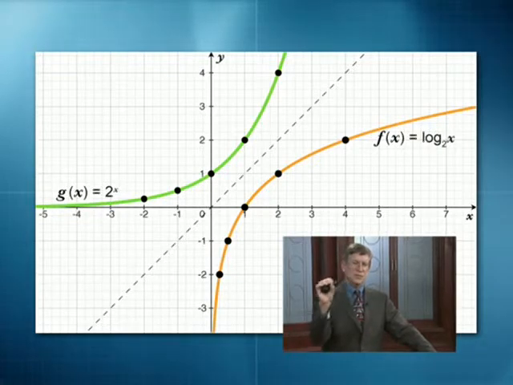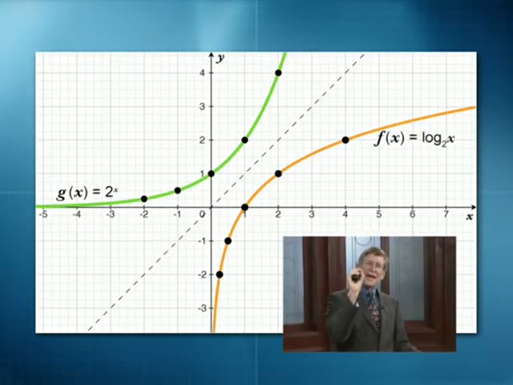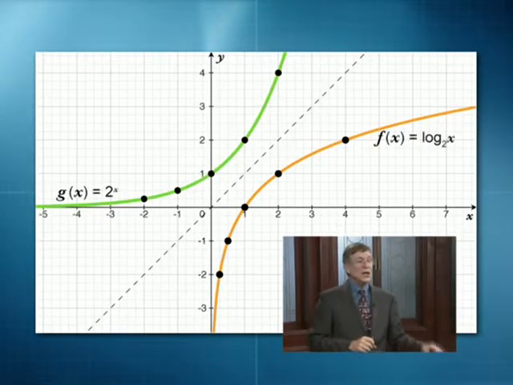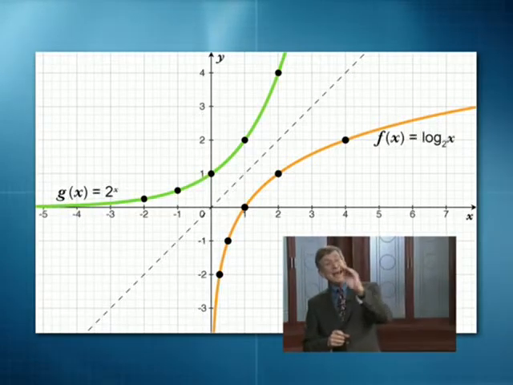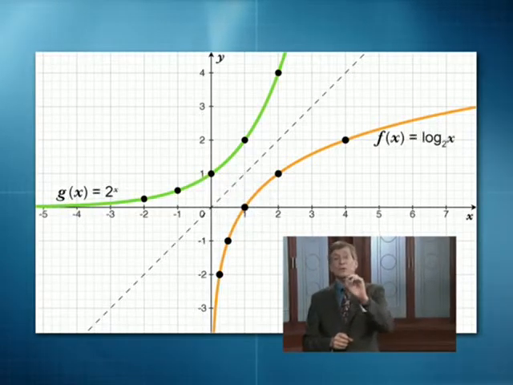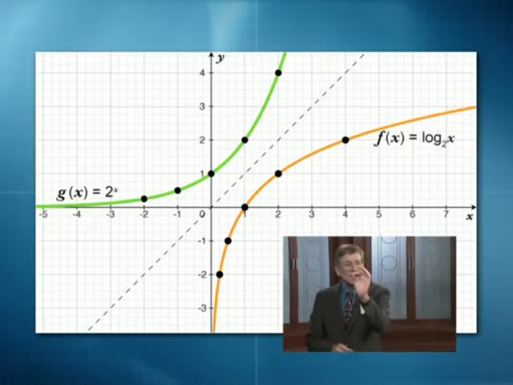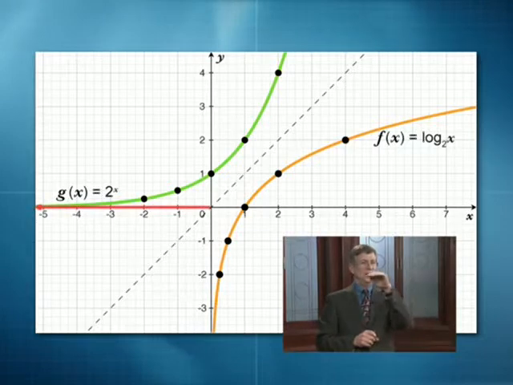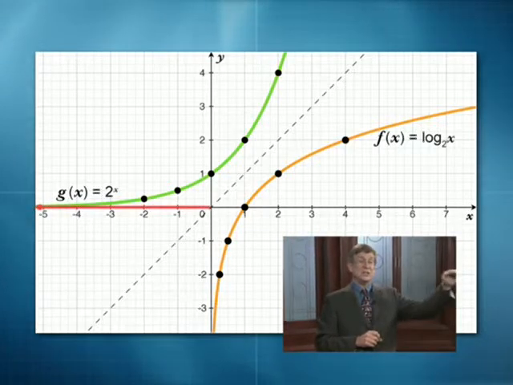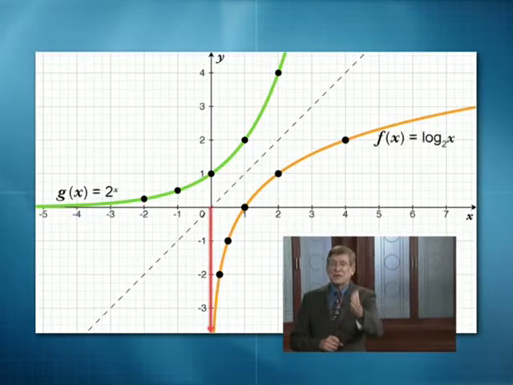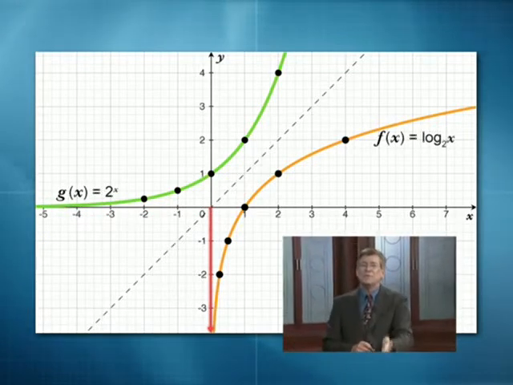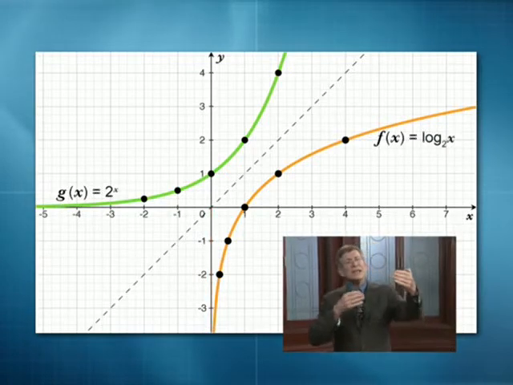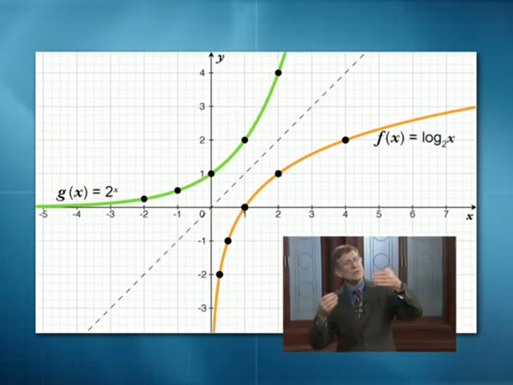Notice, first of all, that symmetry. For instance, the exponential function touches the y-axis at 0, 1. So the logarithm touches the x-axis at 1, 0. Remember, log of 1 is 0, and that's why it crosses there. How about the horizontal asymptote of the exponential function? It was the x-axis. So what's the vertical asymptote of the logarithm function? It's the y-axis. Isn't that neat? You see this interplay between the exponential and the logarithm.